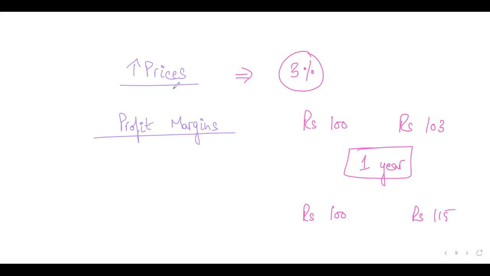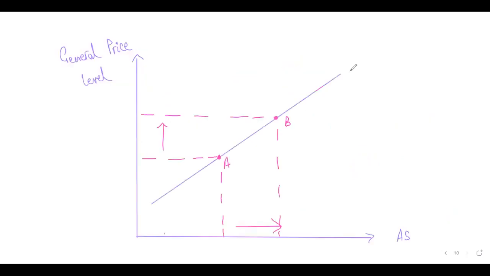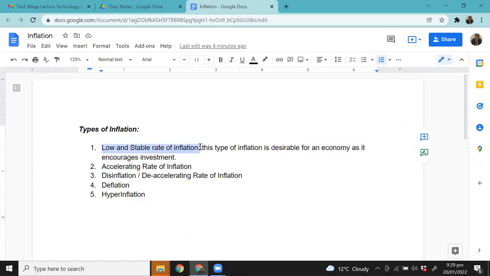So that's why I said that when the rate of inflation is low and stable, consumers do not cut on their spending. Prices are increasing, which means higher profit margins for the producers. So they produce more, which means extension in aggregate supply. Therefore, producers will produce more. Overall, there will be more output, and more output means more GDP for the country. And that's a beneficial thing for an economy, right? Is everyone getting this? So what is a low and stable rate of inflation? This type of inflation is desirable for an economy as it encourages investments.